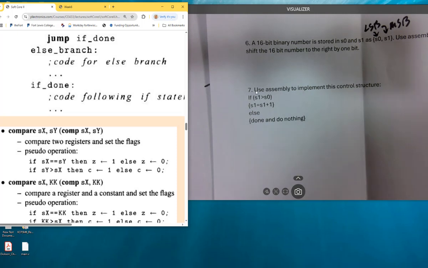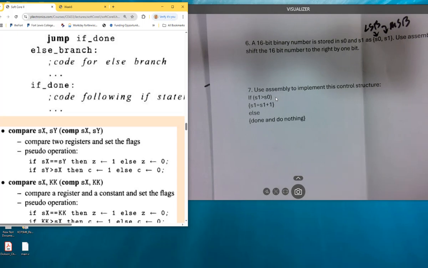Okay. So look at this if statement in C. If S0 is less than S1, do this, otherwise do nothing. So you can directly start writing the assembly. It could be compare S0, comma S1, right? So it's doing a subtraction, it's going to be S0 minus S1.